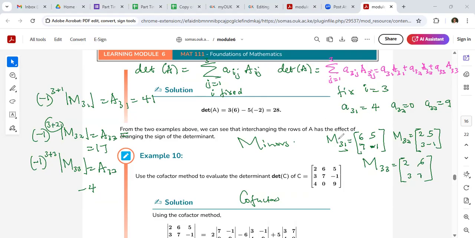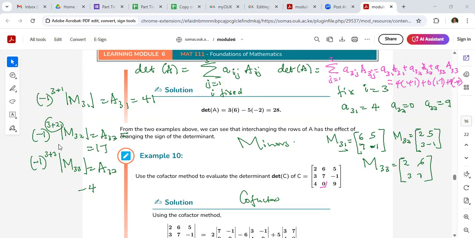Then we substitute and multiply. So this would be 2 into 41 plus, no, sorry. I didn't even have to find M32 because a32 is 0. So I didn't have to find that. So this would be 4 into 41 plus 0 into 17 plus 9 into negative 4. And then you can verify the answers.